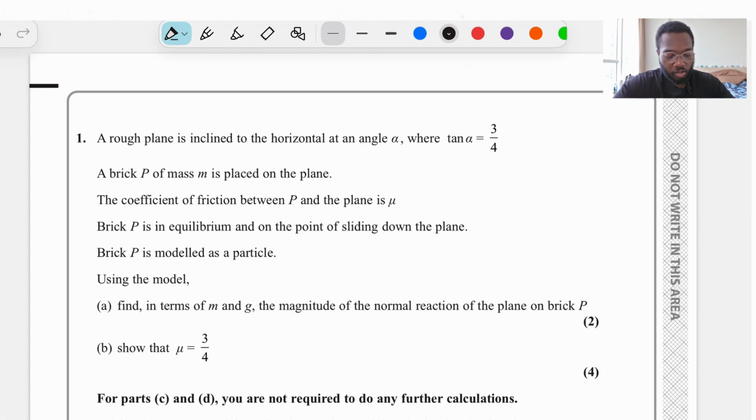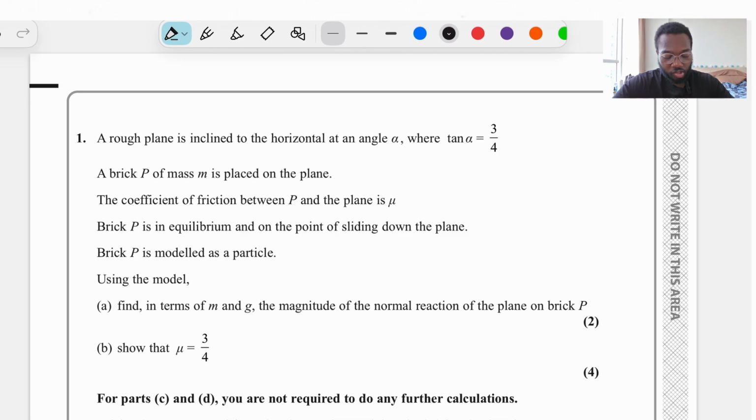It is inclined to the horizontal at an angle alpha where tan alpha is equal to 3/4. We have a brick P of mass M placed on the plane, with the coefficient of friction between P and the plane being mu, and brick P is in equilibrium and on the point of sliding down the plane. And so we've got brick P, we model it as a particle.